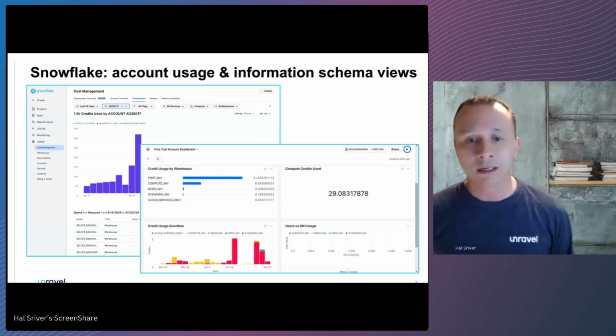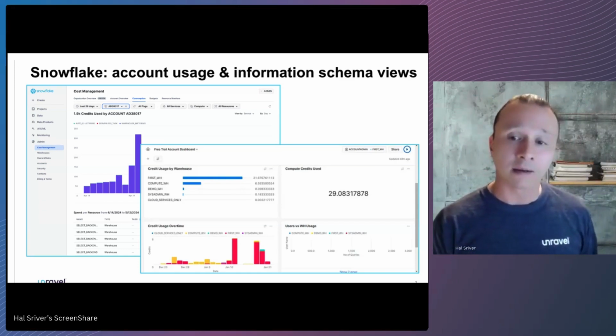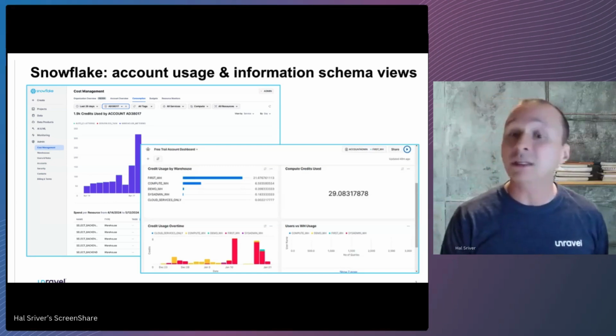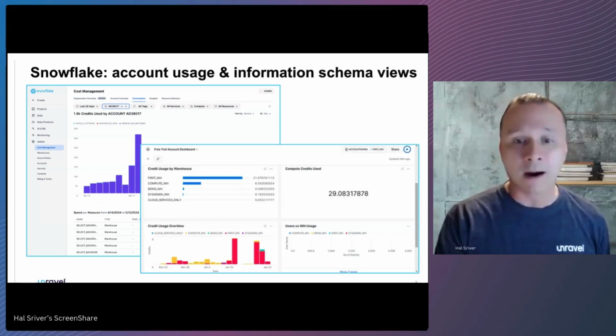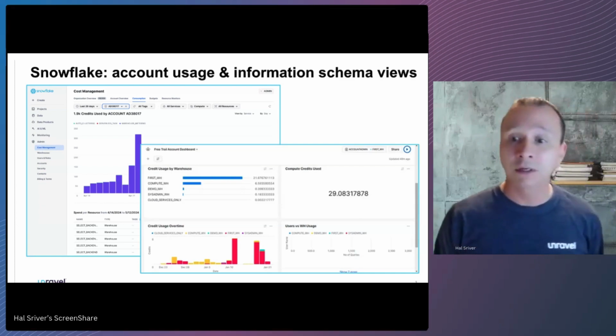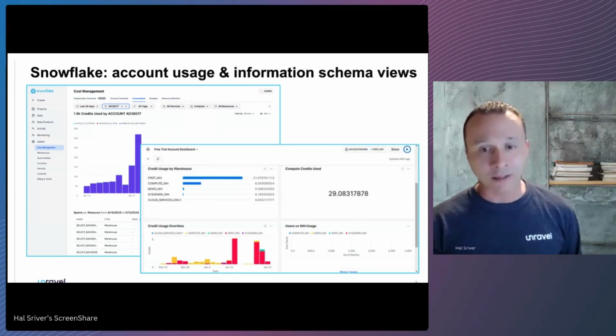This is additional information that you can get through commands and querying of things like the account usage views and the information schema views, like I'm showing here on the screen. So all in all, powerful stuff. We highly recommend that you continue to use these today to manage your ETL pipelines powered by Snowflake.